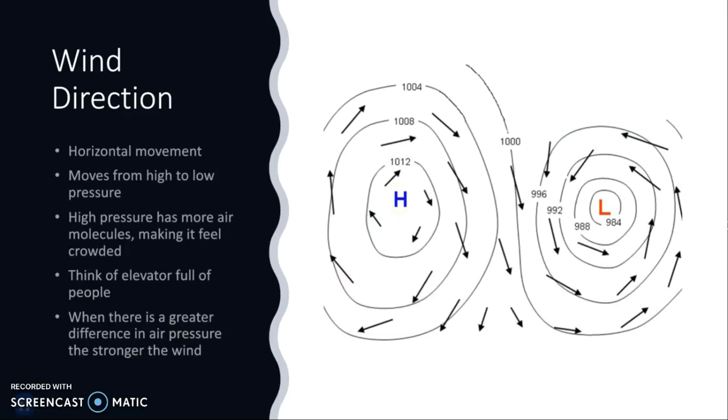High pressure has more air molecules. This makes it feel more crowded, and the air wants to move to a low pressure zone. So kind of think of an elevator full of people. You want to get out of that elevator into more space. When there is a greater difference in air pressure, the wind will be stronger.